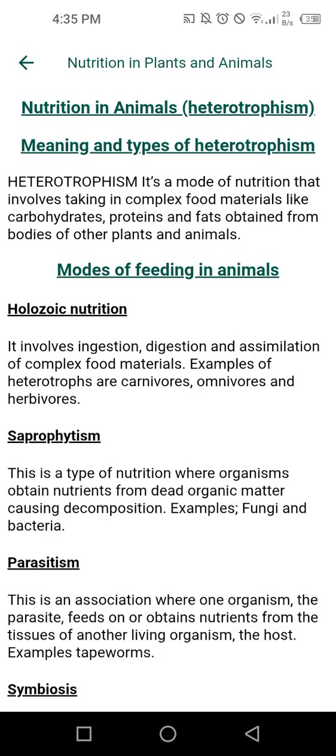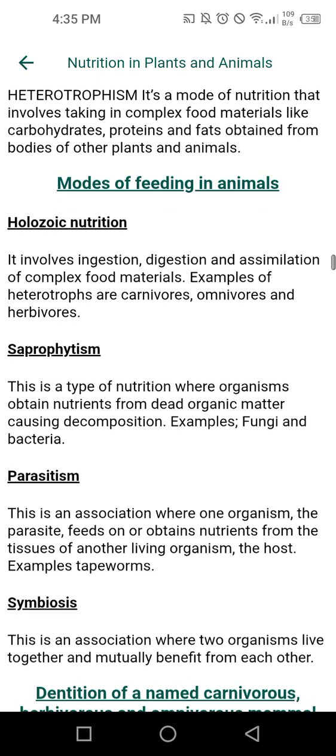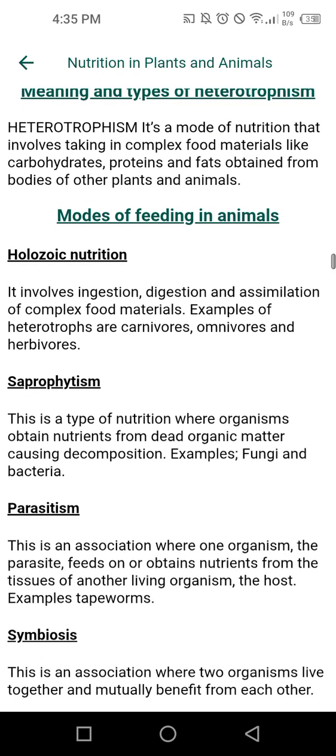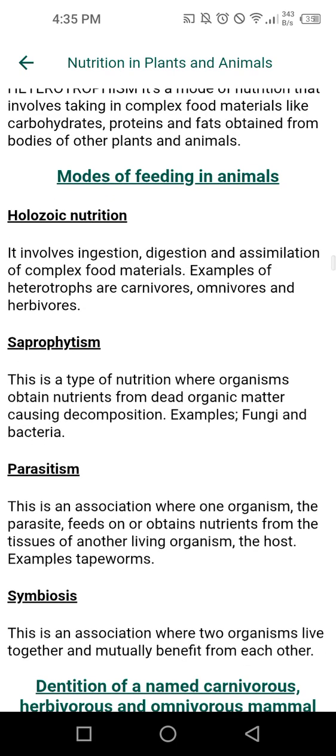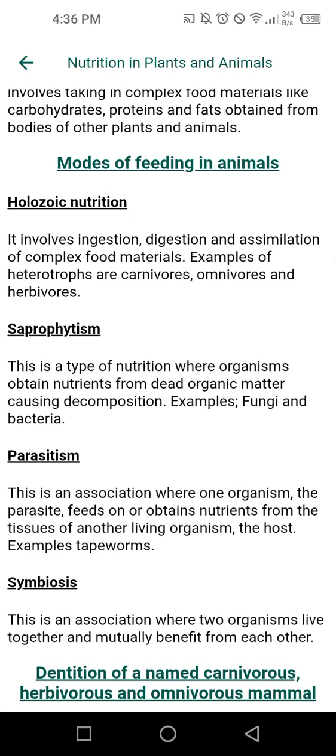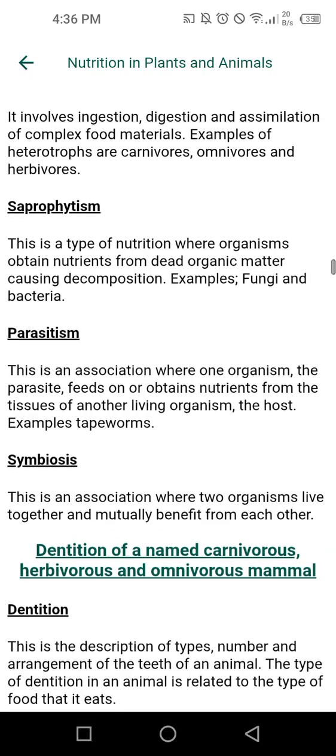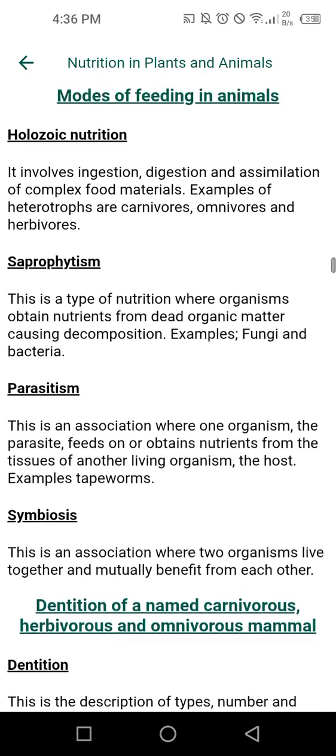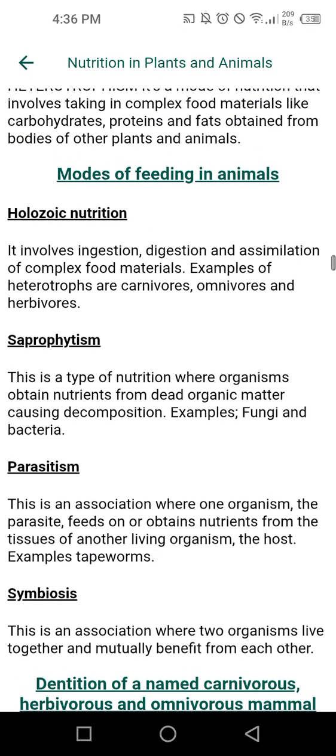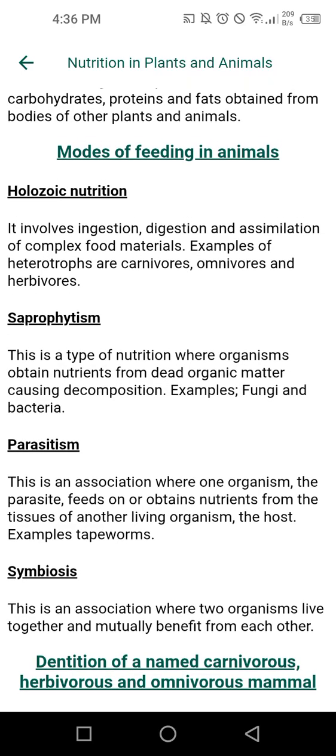Saprophytism. This is a type of nutrition where organisms obtain nutrients from dead organic matter causing decomposition. Examples: fungi and bacteria. Parasitism. This is an association where one organism, the parasite, feeds on or obtains nutrients from the tissues of another living organism, the host. Examples: tapeworms. Symbiosis. This is an association where two organisms live together and mutually benefit from each other.